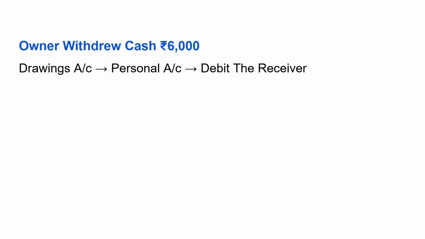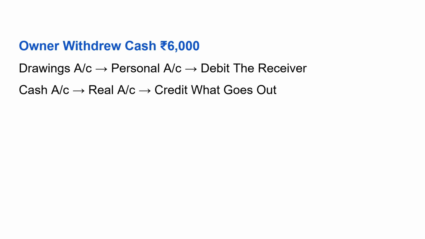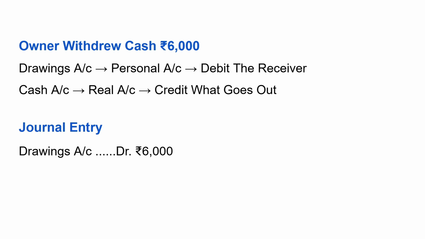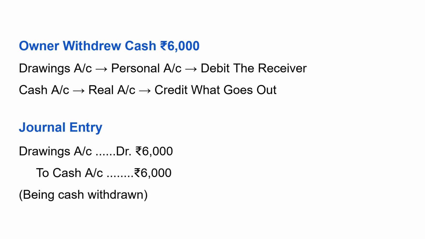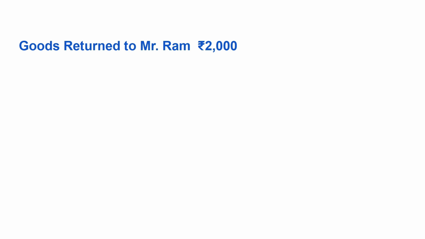Next, owner withdrew cash 6,000. Here the two accounts affected are drawings account and cash account. Drawings account is a personal account and the owner receives the cash, so it is debit the receiver. And cash account, cash is real account and cash goes out of the business, so credit what goes out. And the journal entry is drawings account debit 6,000 rupees to cash account 6,000 rupees, and the narration is being cash withdrawn.